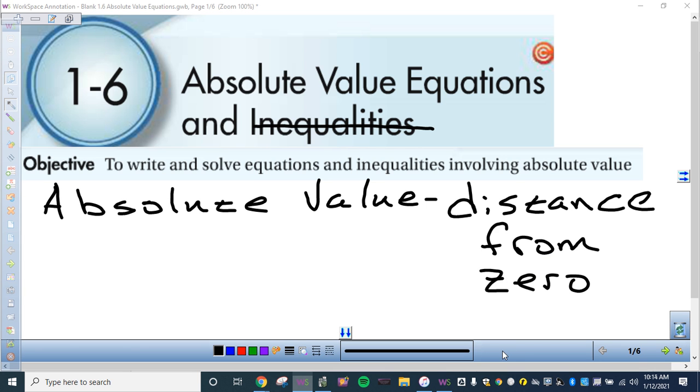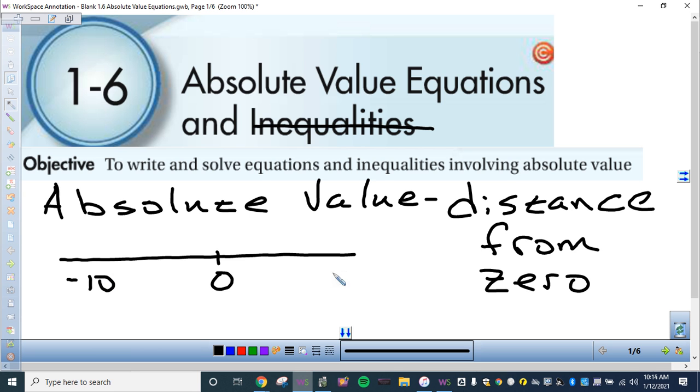So many of you may look at that and say, oh, that's nice. Those are 3 words. I have no idea what they mean. So distance from 0, what on earth are we talking about? Well, here's 0. Let's say I had negative 10 over here. Let's say I had positive 10 over here. So how far is negative 10 away from 0? Show me with your hands.